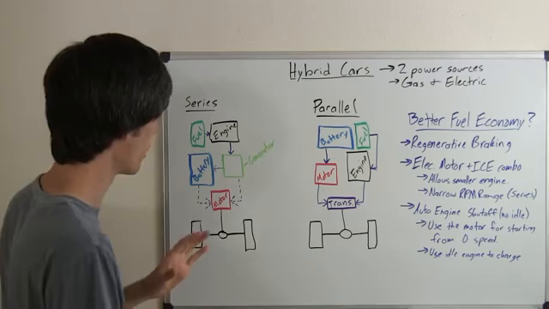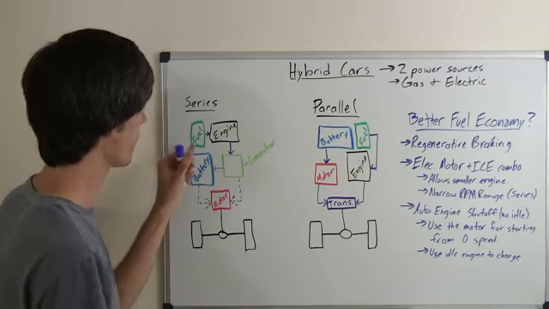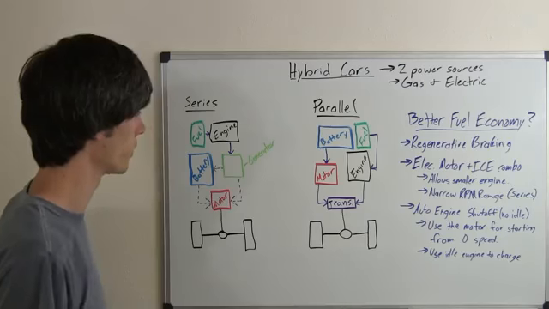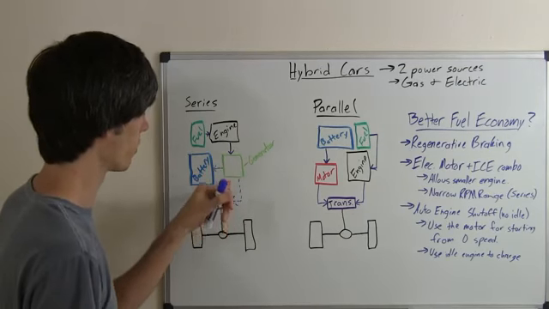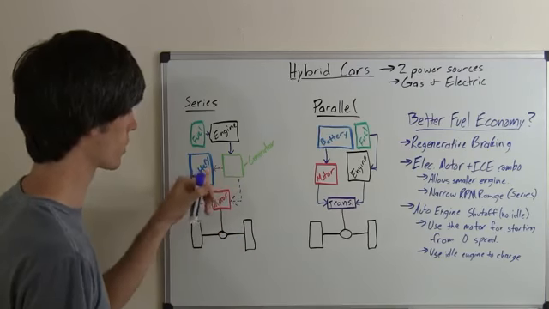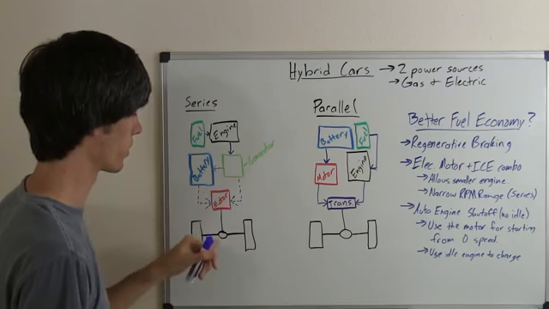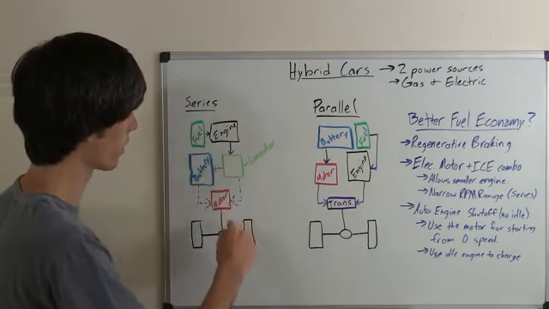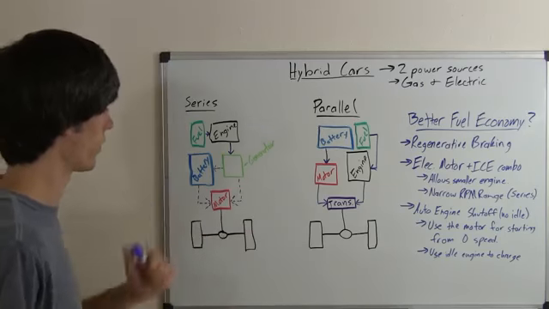In a series hybrid, everything basically is in series. So we've got our fuel, which powers our engine, which powers a generator, which generates power, which is then used to power the motor, which will drive the wheels, or to charge a battery. And the battery can also send its power to the motor to turn the wheels. So basically everything occurs in a straightforward, simple series.